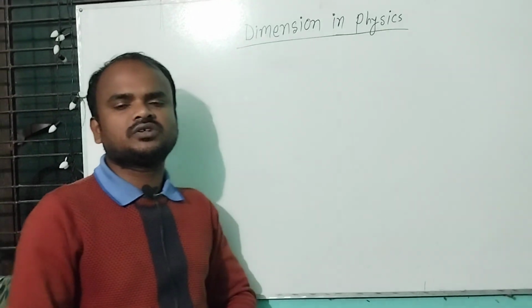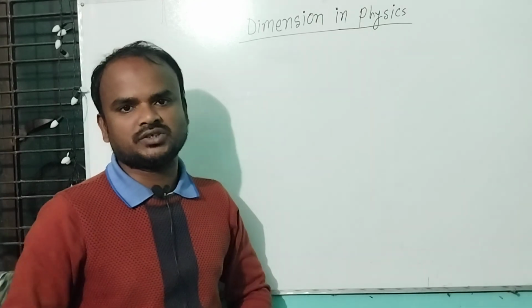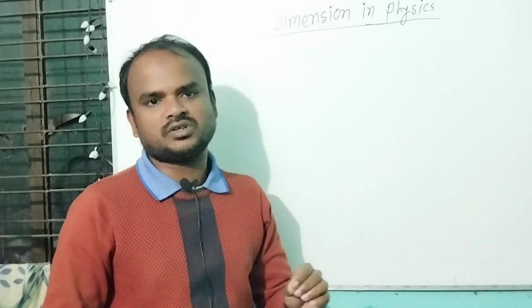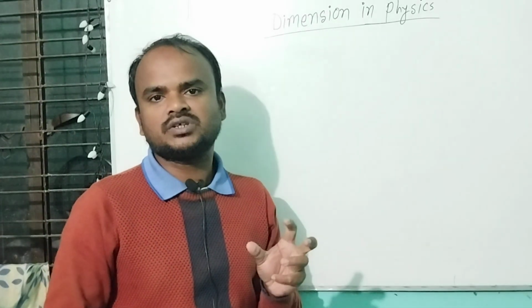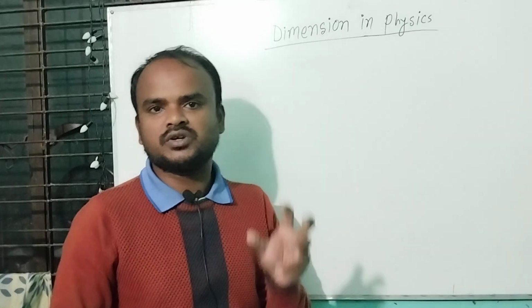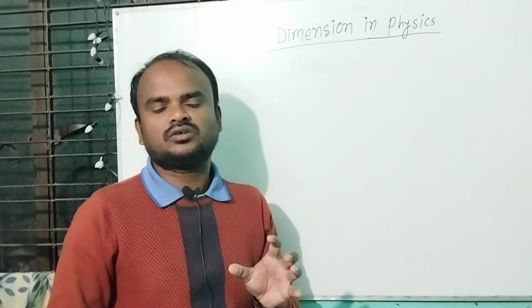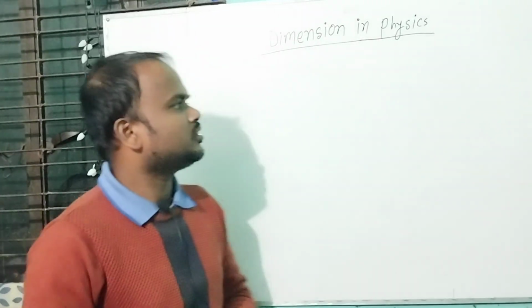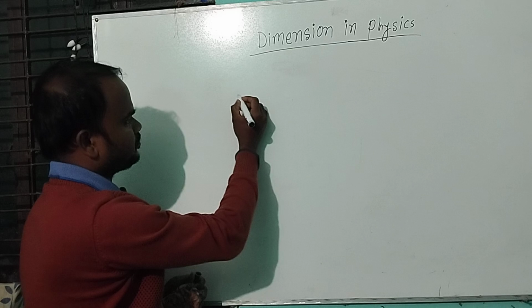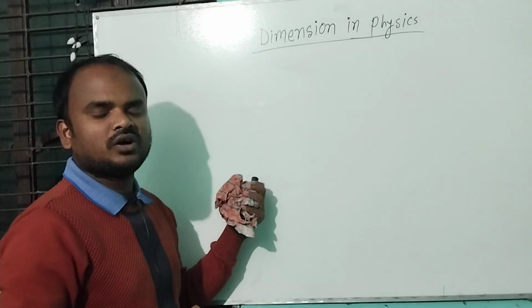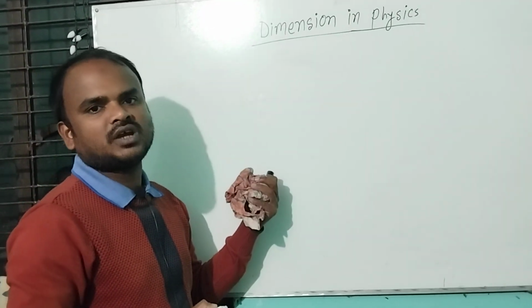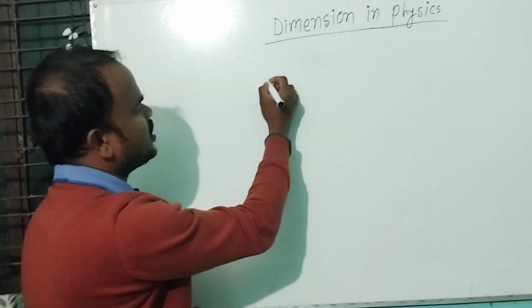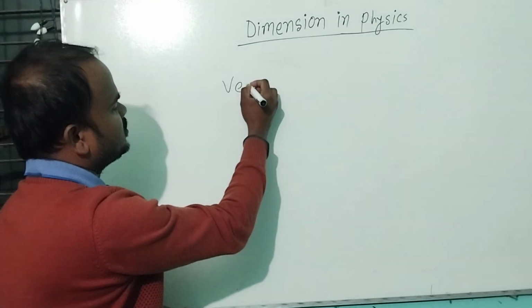So actually dimension is the power of fundamental quantities, and we know a compound quantity depends on 2 or more fundamental quantities. So let's have a look. Now we are going to find the dimension of different compound quantities. Number 1 is velocity.